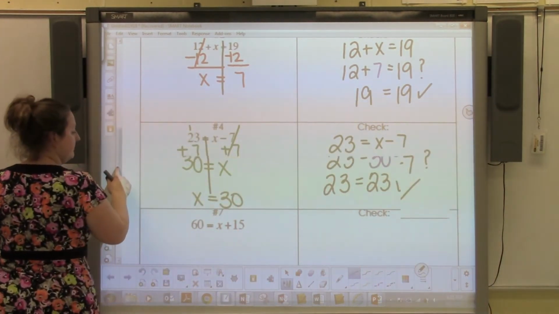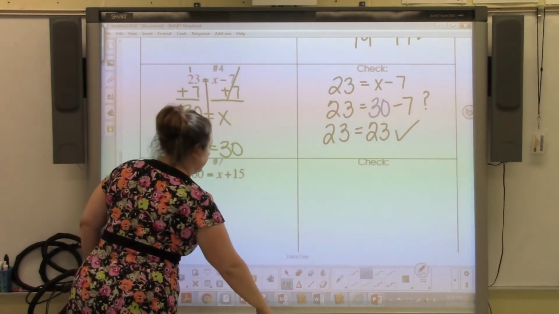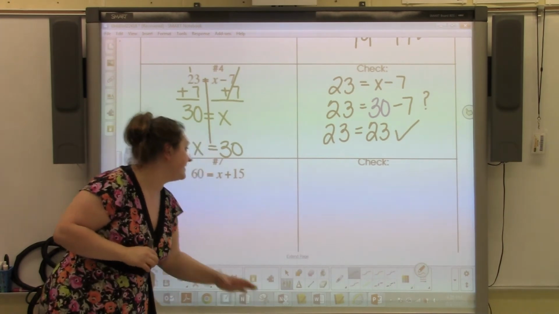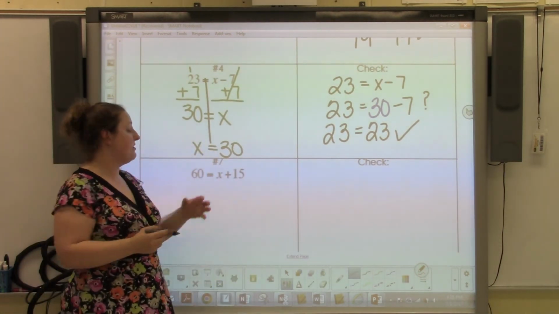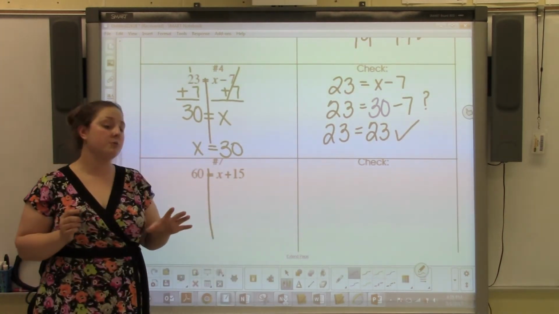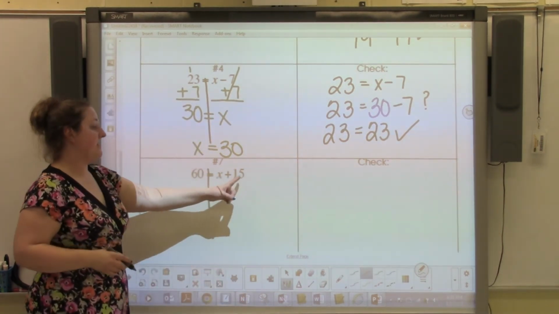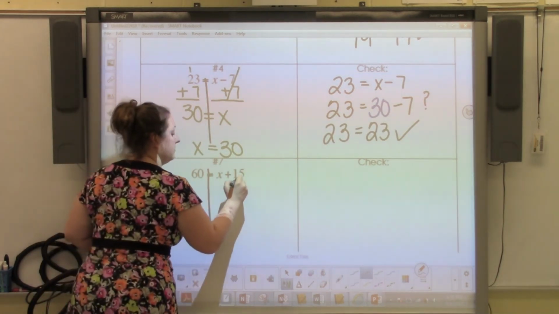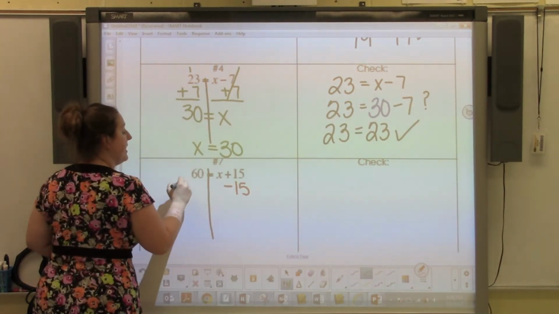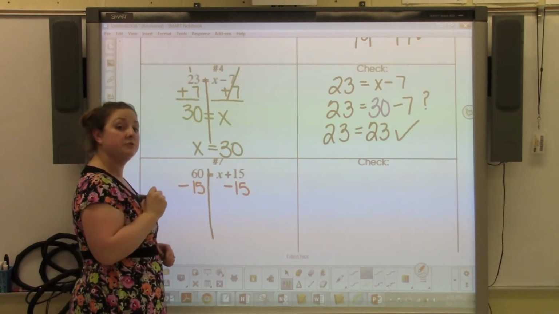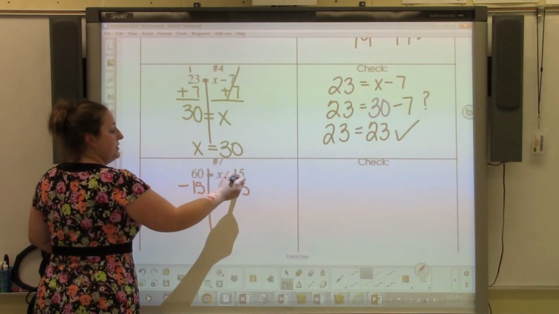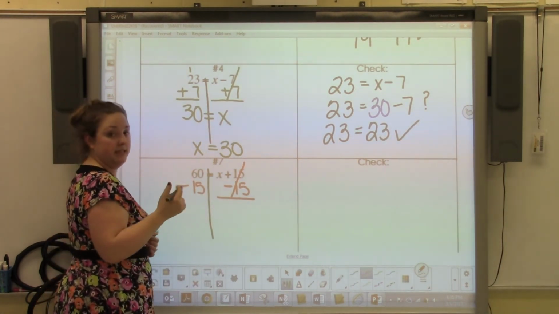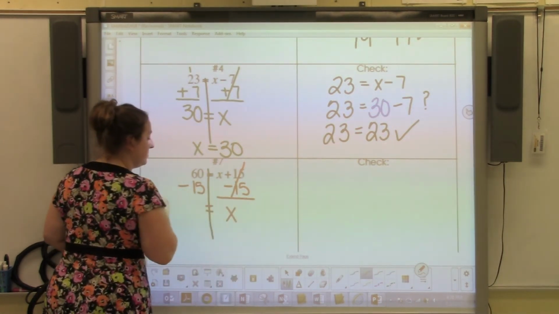Almost done. All right, let's take a look at this last one. So we have 60 is equal to x plus 15, and again, same deal. The variable happens to be on the right, but that's okay. There's nothing wrong with that. We find the variable, x plus 15, so the inverse of plus is minus. Whatever I do to one side, I must do to the other. It's the golden rule of algebra. So when I subtract 15 here, plus 15 minus 15, it's 0. I'm left with x is equal to.